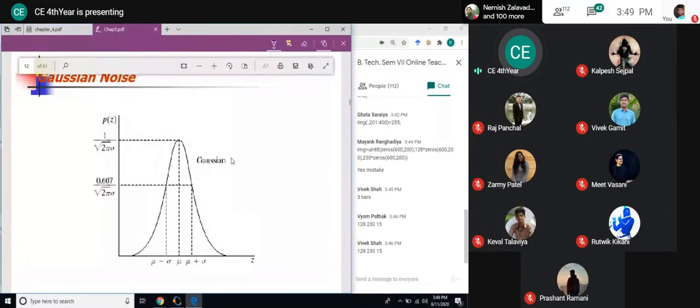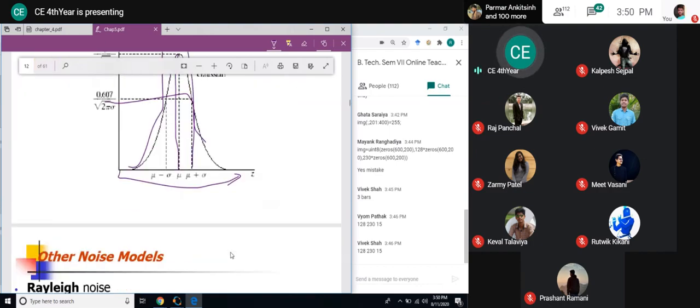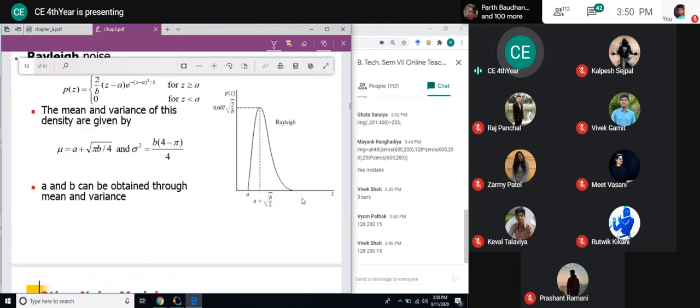If my random number follows this type of PDF, that means the probability of occurrence of this value is maximum. Probability of occurrence of this value is given by this equation. It can take any value, but the probability of occurrence of these values varies with respect to this curve, then that noise is known as Gaussian. If it varies with respect to this type of curve, then it is known as Rayleigh noise.